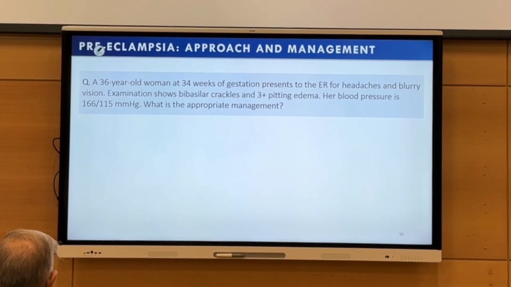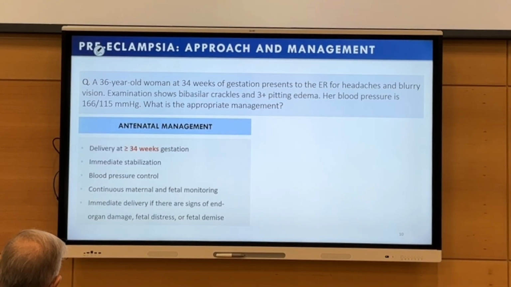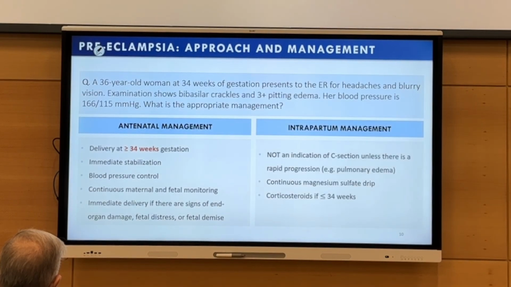Deliver. Excellent. So we deliver at which week? More than 34. Okay, so at least 34 weeks, so immediate stabilization, blood pressure control. We do continuous maternal and fetal monitoring, and immediate delivery if there are signs of end-organ damage. Like with intrapartum, okay, what will you do? Steroids. Excellent, for 48 hours prior to delivery.